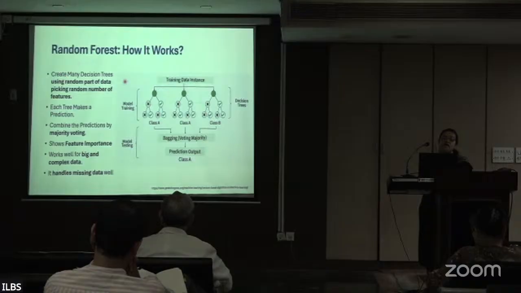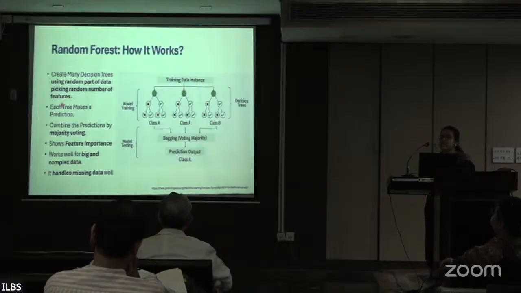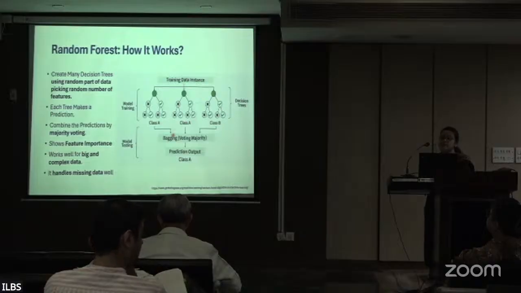And please remember, using a random part of data and picking a random number of features means the number of samples is randomly picked and the number of input parameters is also randomly picked, and that is calculated. What is giving the best result is calculated statistically, of course. There will be accuracy, sensitivity, specificity, area under the curve, everything for the ROC sensitivity idea.